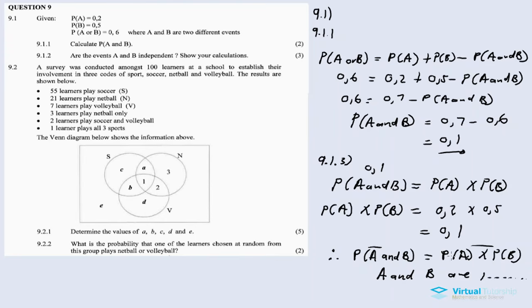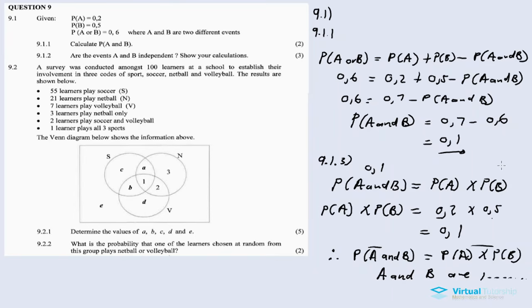So that's the calculation, right? We had to multiply the two out so that we show the left hand side is equal to the right hand side. So 9.2, a survey was conducted amongst 100 learners at the school to establish their involvement in 3 codes of sport: soccer, netball, and volleyball. The results are shown below.